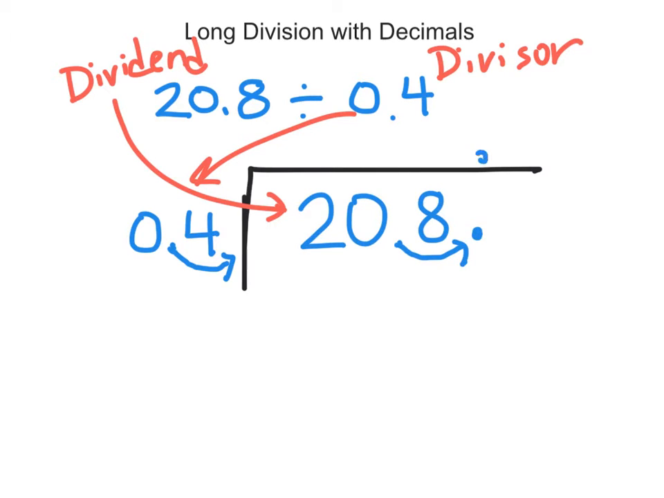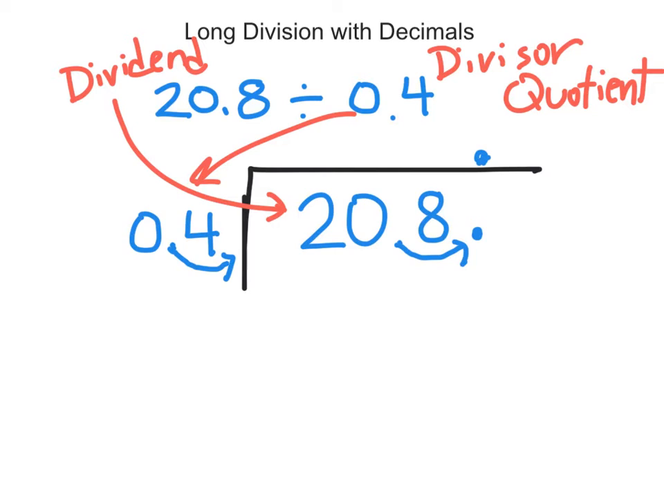And don't forget to place your decimal point in your quotient or your answer. And by the way, let's go ahead and label that quotient. So the quotient is what we call the answer to a division problem. And that's going to go on the roof, on top of the house here. Alright, so now we're ready to divide.